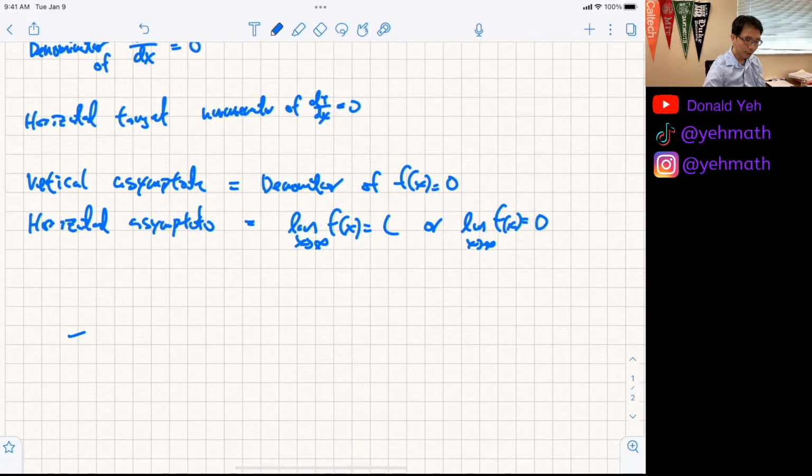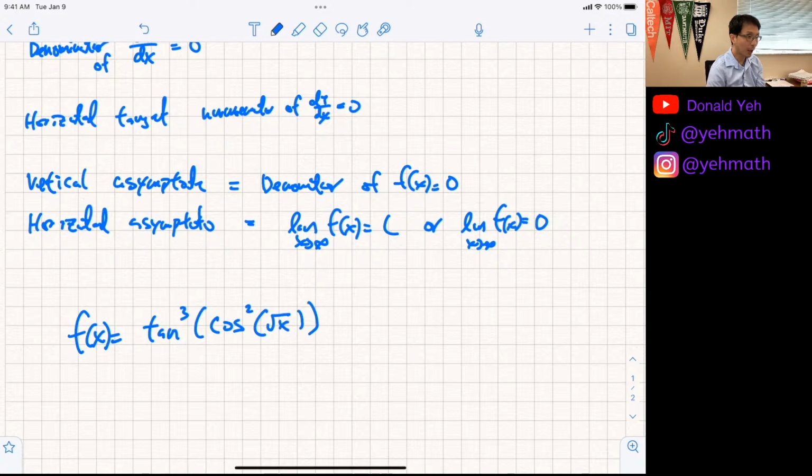Okay, so do you remember how to take a derivative of that? It's tangent to the third of cosine squared over square root x. Do you know how to take a derivative of this? Are you sure? So let's do it.